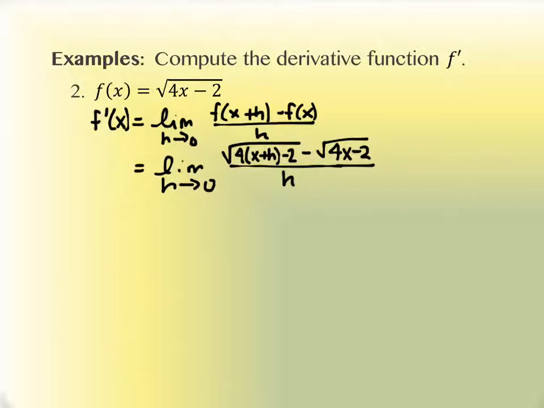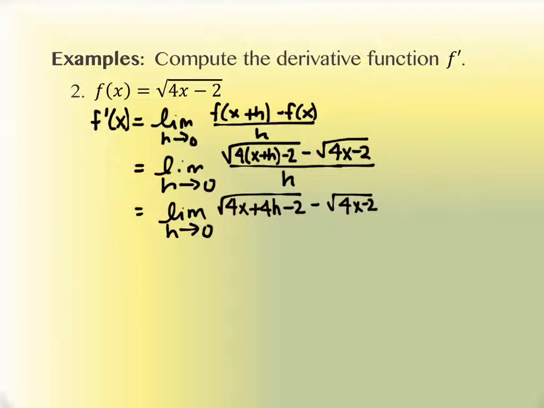All right. Let's simplify underneath that radical. This is 4x plus 4h minus 2 underneath the square root, minus another square root of 4x minus 2, all over h. It's not a very exciting step, but nonetheless, we can do that. Radicals involved. What do we have to do when there's radicals involved? Have to multiply by the conjugate.